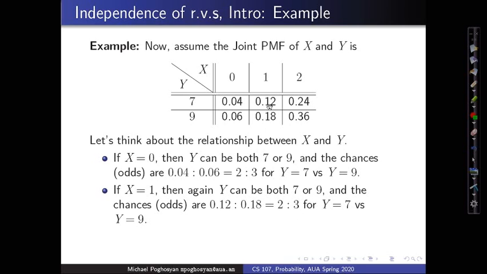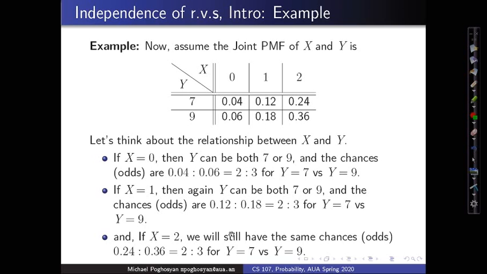So the same chances of having this versus that. And if we consider the case when x is 2, say we have some information that x is 2, then we will have again the same chances, 0.24 to 0.36, which is again 2 to 3 for having 7 versus 9. Even you can continue, say I know that x is less than 1.5. This is my information. What are the chances for y taking 7 versus 9? You will get the same thing if you calculate.